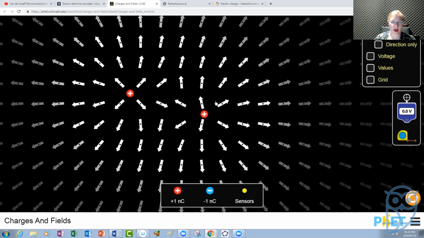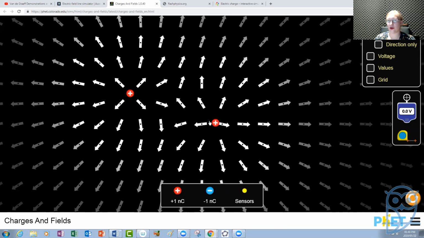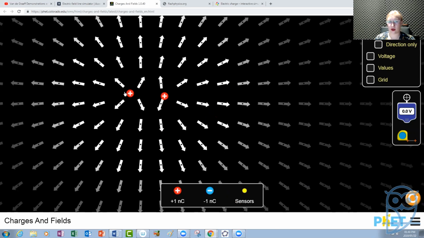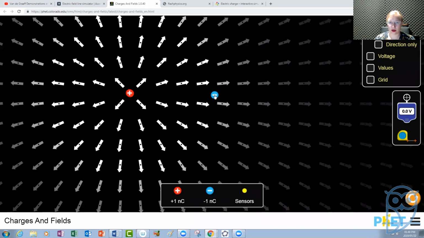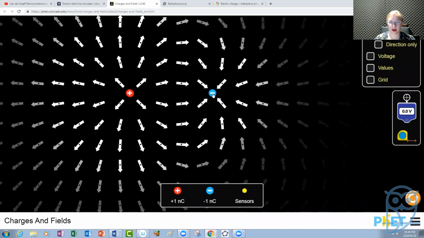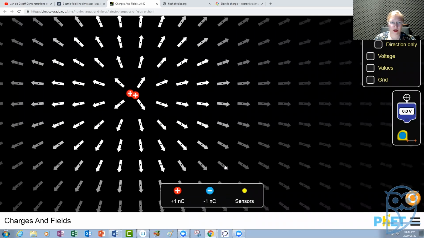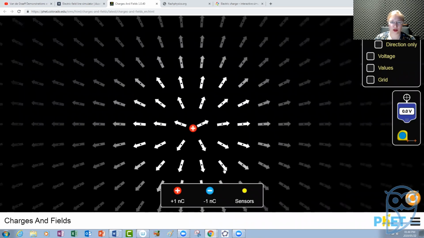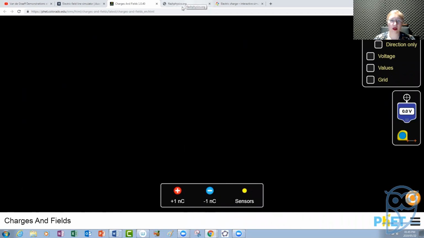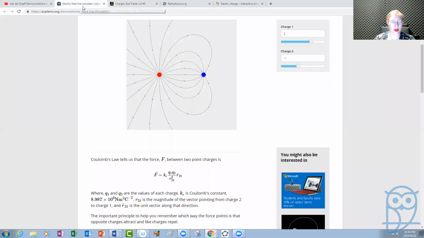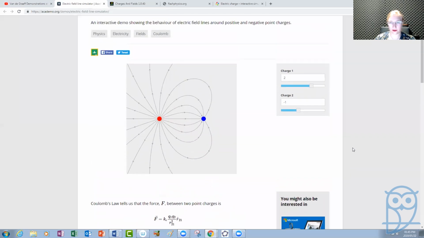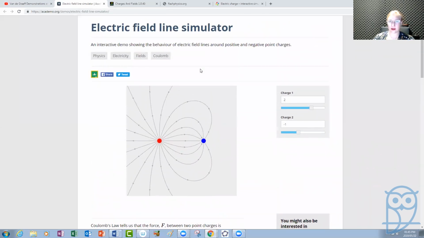So in this simulation, if you want a charge of 2, you can't really just make the charge 2. You actually have to put 2 of them on top of each other in order to see what that looks like. But you can go and play around with the simulation as much as you'd like. Here we've got an electric field line simulator. I will post the links so you can see this and go play around with it.